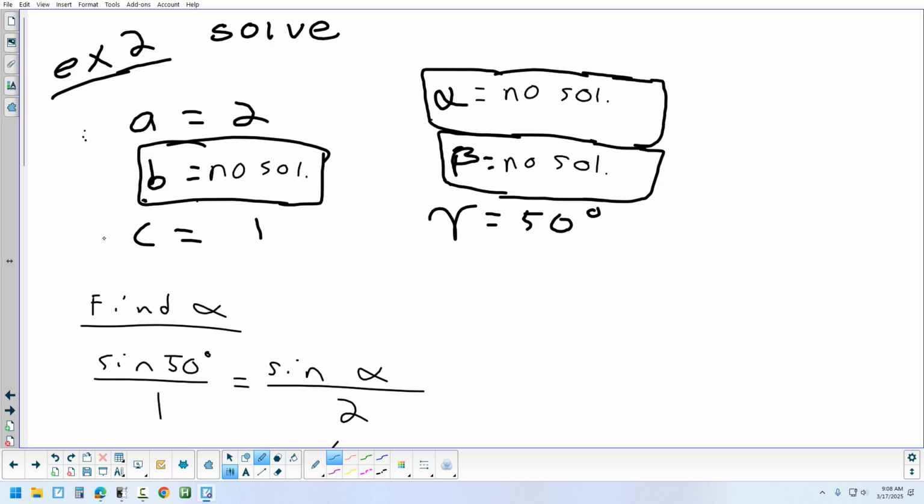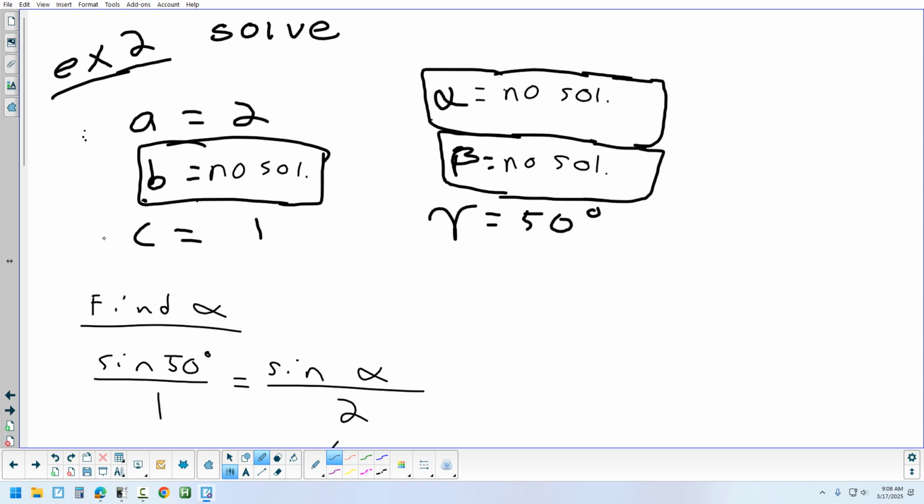So any other thoughts what's going to happen? There'll be infinite solutions. Infinite solutions? Okay. You interpreted it as that. All right, so let's try to draw it and let's see what happens.